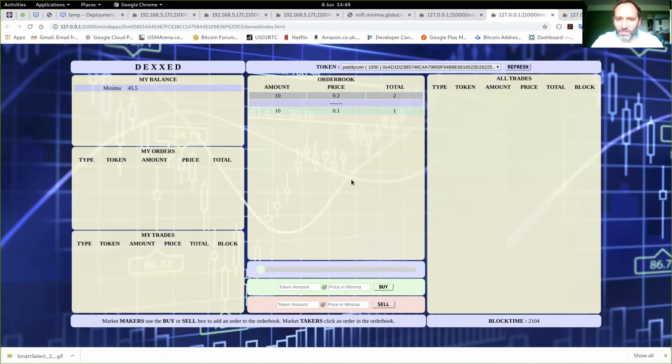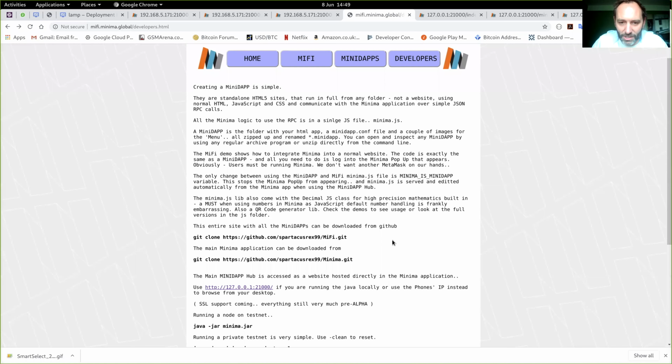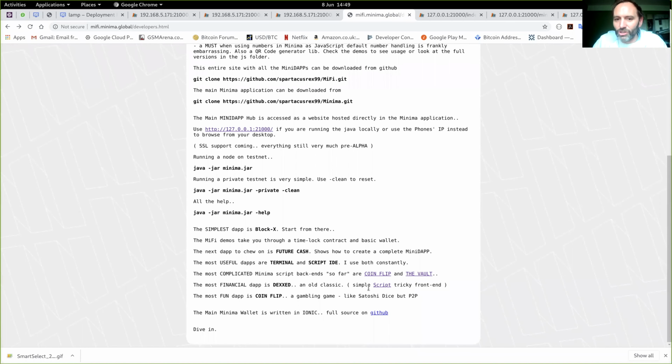Ooh, there we go. So I'm now looking at it from a different user who's looking at this now. I mean, the Dexxed contract is very simple. I'm going to have to switch over, Laz, to show you. It's quite exciting having people who can understand these things. So the Dexxed contract down here, the most financial dApp is Dexxed. I'm going to click on it.